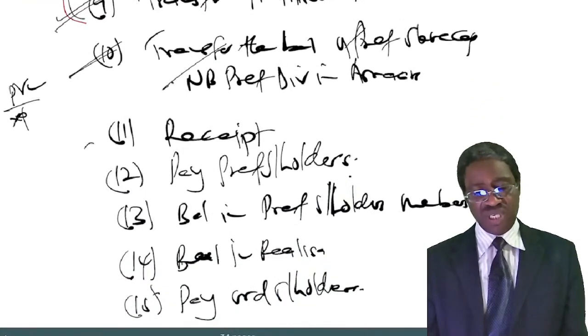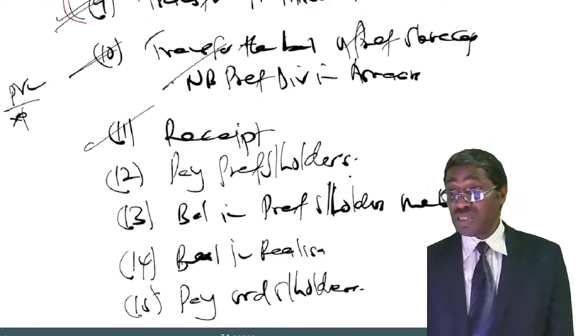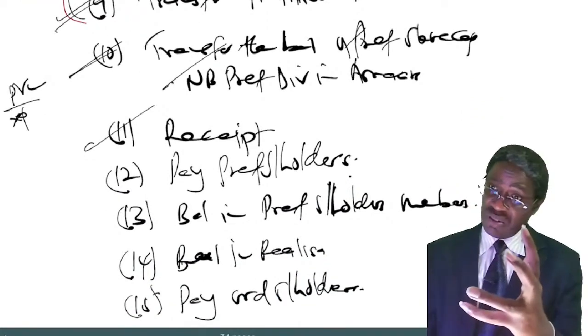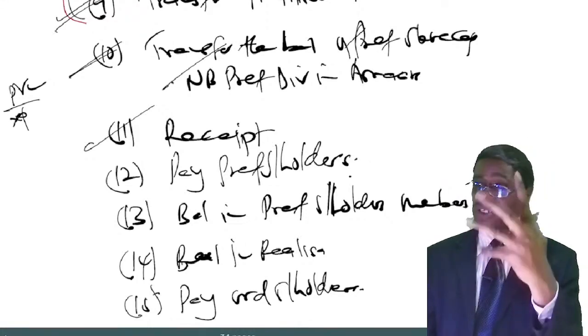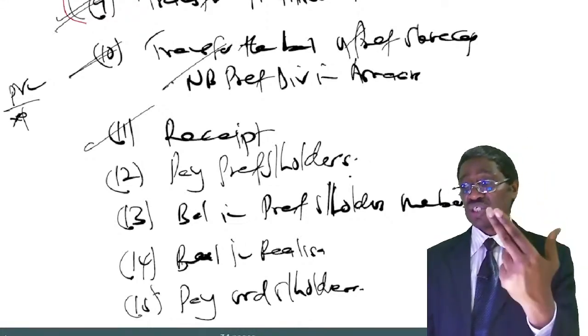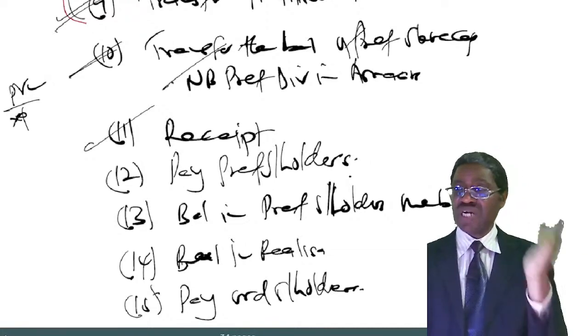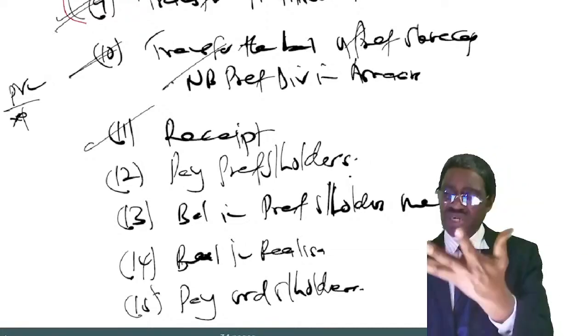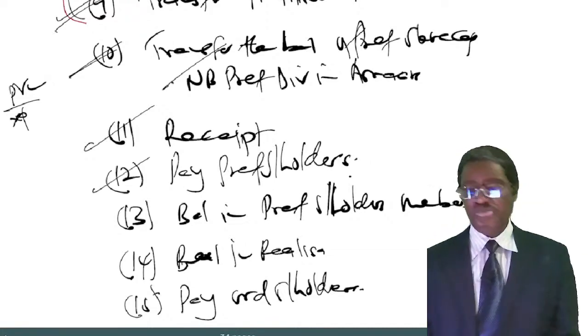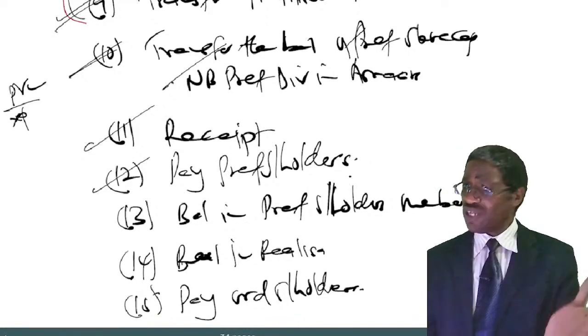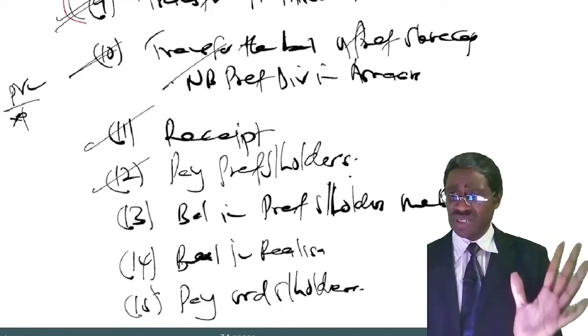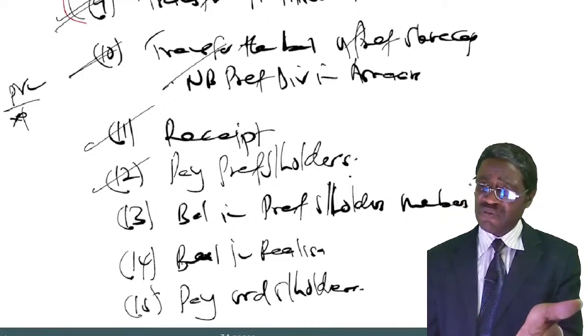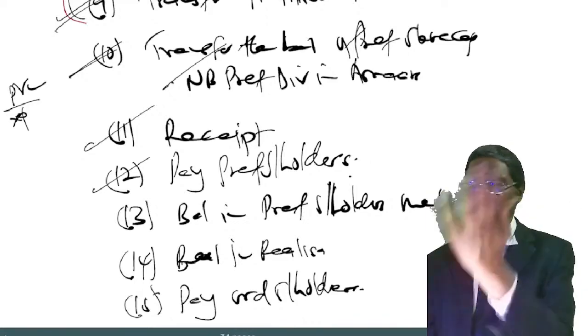Number 11, receive from B. You are A, receive from B now. How much? Charging them 50. Receive it either in cash, shares, or debentures. Debit cash, debit shares, debit debentures, credit the purchasing company. Number 12, pay the preference. Whatever the question will tell you, whether cash, shares, or debentures, debit the preference shareholders members, credit bank, cash, or whatever.